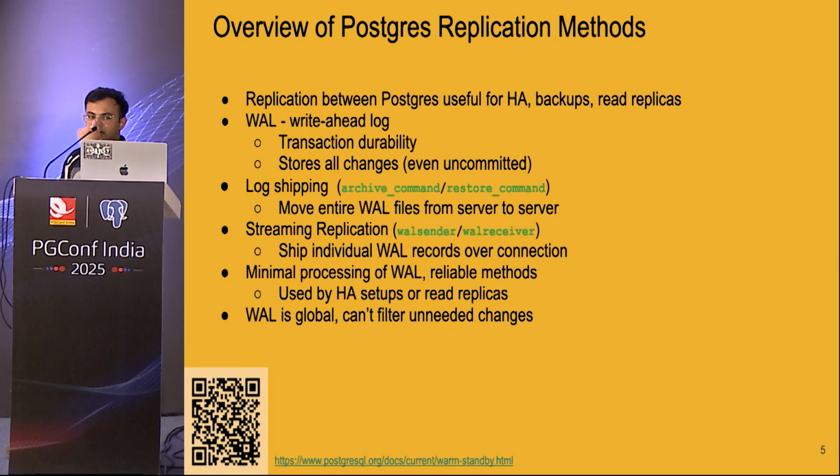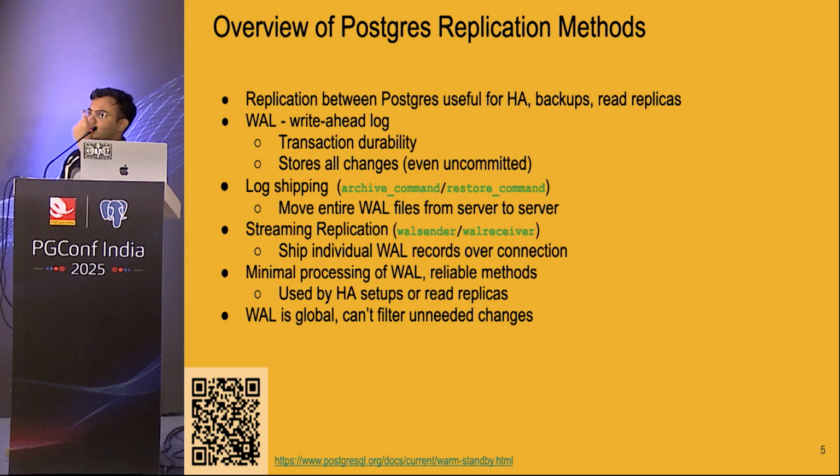And all the current replication methods that Postgres has center around the concept of the WAL, or write ahead log. The write ahead log is a pretty common data structure in databases. It's basically a way that Postgres ensures transactional durability. Every time some change is made to a Postgres table, it's stored in the WAL. And even if a change is uncommitted, these changes are still stored in the write ahead log. And this is what is used by all the replication methods in Postgres.